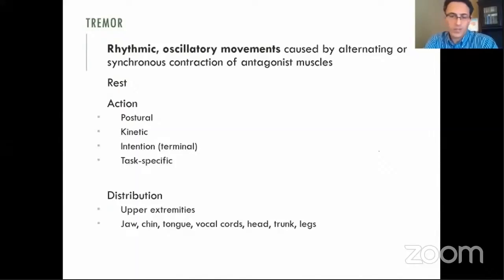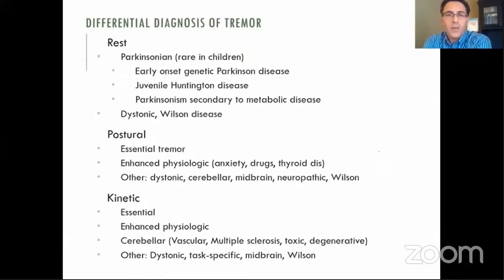Also pay attention to the distribution of tremor, which is most often in upper extremities, but sometimes if you're aware of tremor in places such as jaw, chin, tongue, vocal cord, head, trunk, or legs, that can be helpful. For example, vocal cord and head tremor can often be seen in a common tremor disorder, essential tremor. Based on the phenomenology, we can start to build on the differential diagnosis.